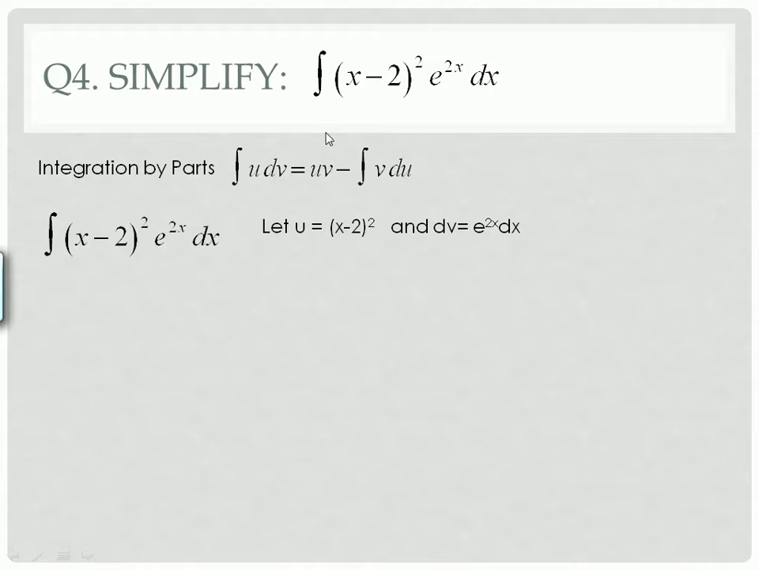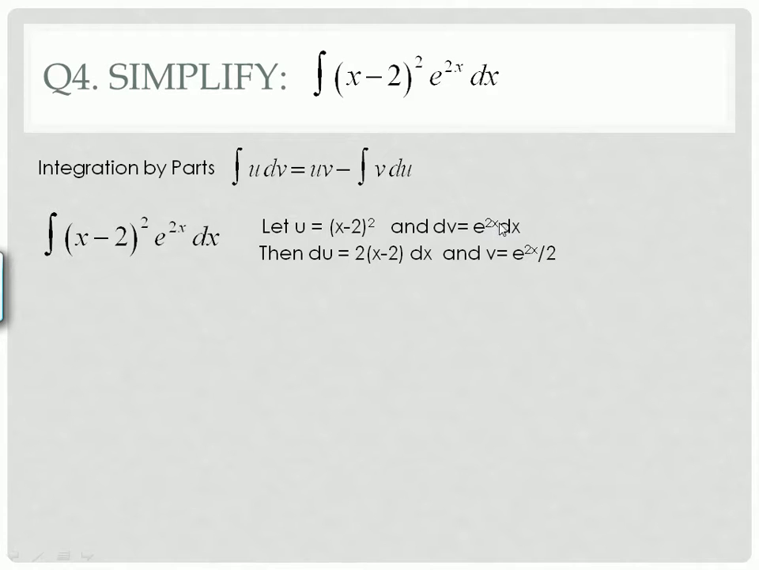So again, u is going to be (x minus 2) squared. If you want to, you can multiply that out. dv is e to the 2x dx. And if u is (x minus 2) squared, then du is 2 times (x minus 2) to the first times 1 dx. And to get v, I have to integrate e to the 2x with respect to x, and that'll get me e to the 2x divided by 2.